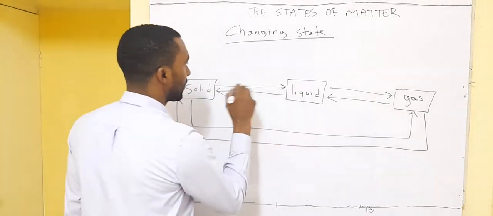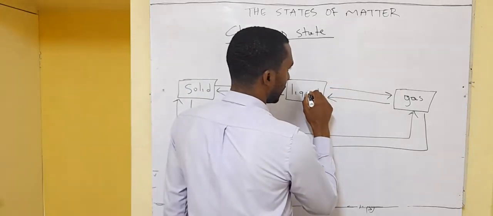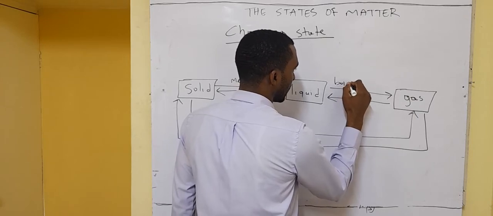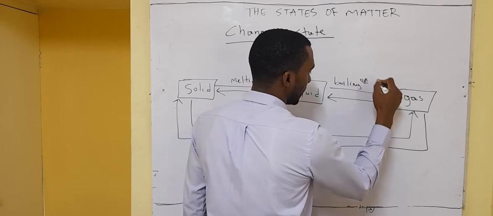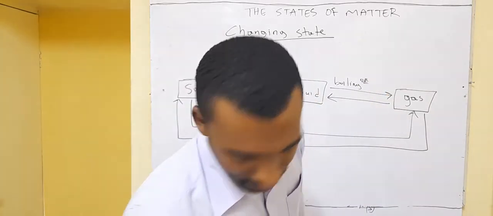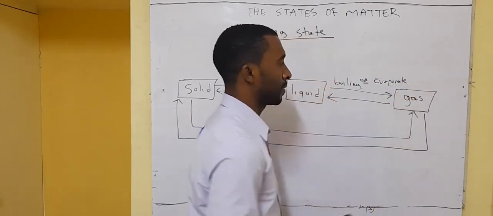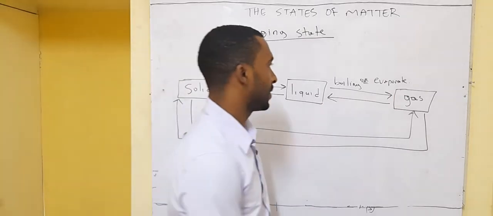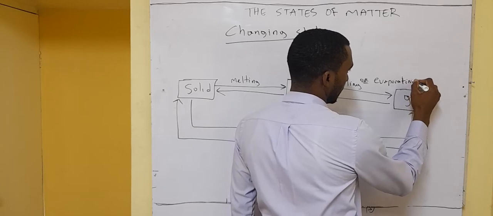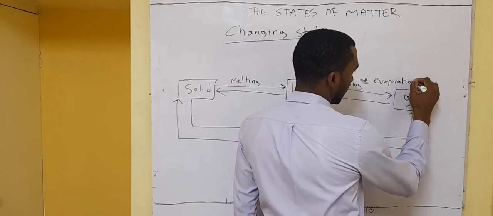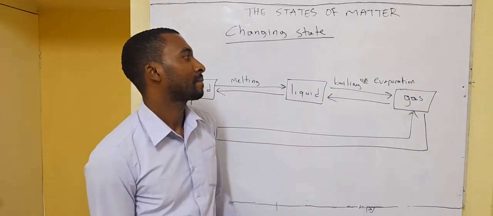From solid to liquid, this is melting. From liquid to gas, boiling, or if you leave it at room temperature, it can evaporate. What's the difference between evaporation and boiling? Evaporation can take place at any temperature. It doesn't need to be boiling. It doesn't need to be above 100 degrees Celsius for evaporation.